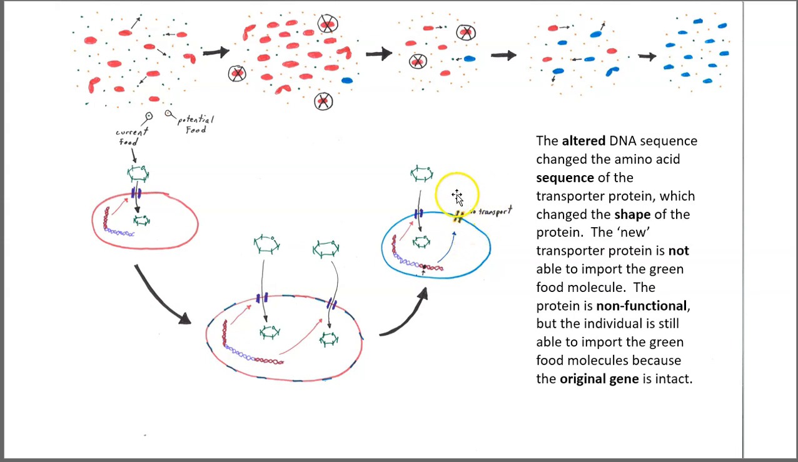And the new transporter protein is not able to import the green food molecule. The protein is non-functional. But the individual is still able to import the green food because the original gene is intact. So see, already we're seeing the significance of this. By having two of these transporter genes, one of them can make the functional protein and the other can accumulate mutations, even as in this case, it creates a non-functional protein.